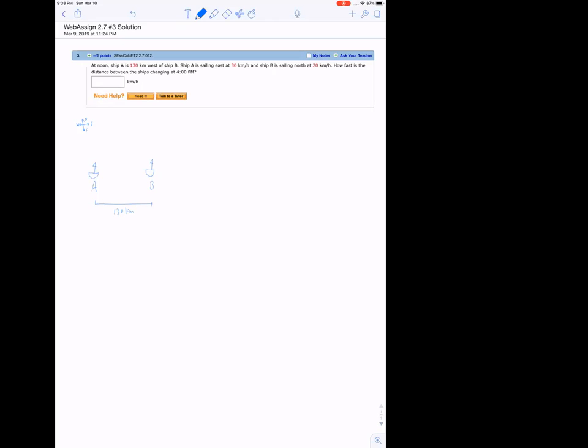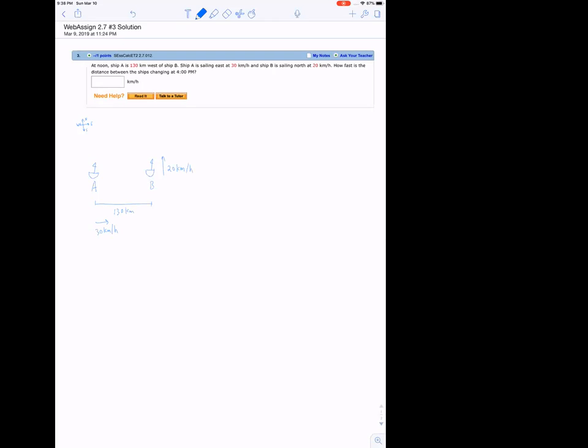And then ship A is sailing east, so I guess that's to the right. To the east at 30 kilometers per hour. And then ship B is sailing north at 20 kilometers per hour.